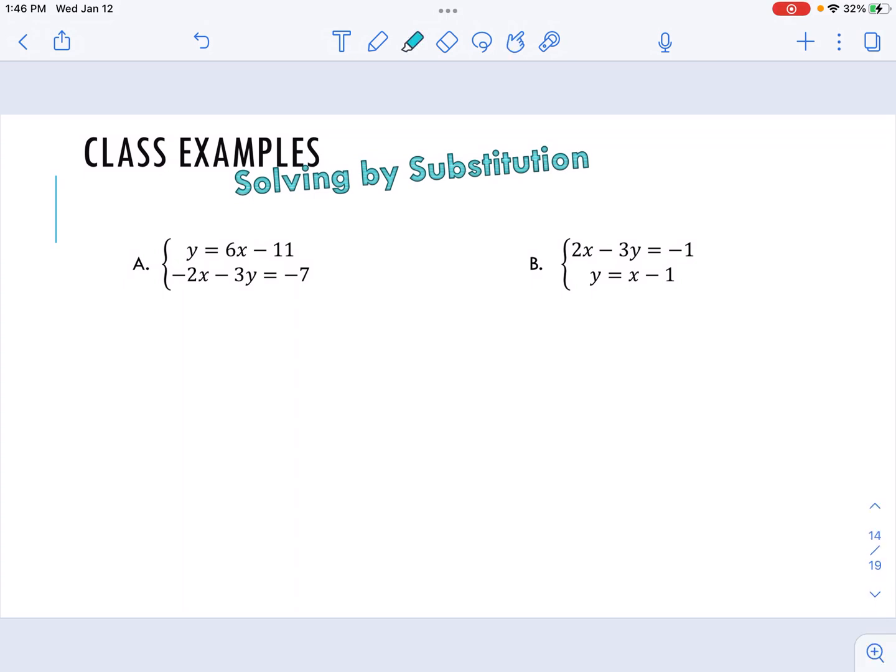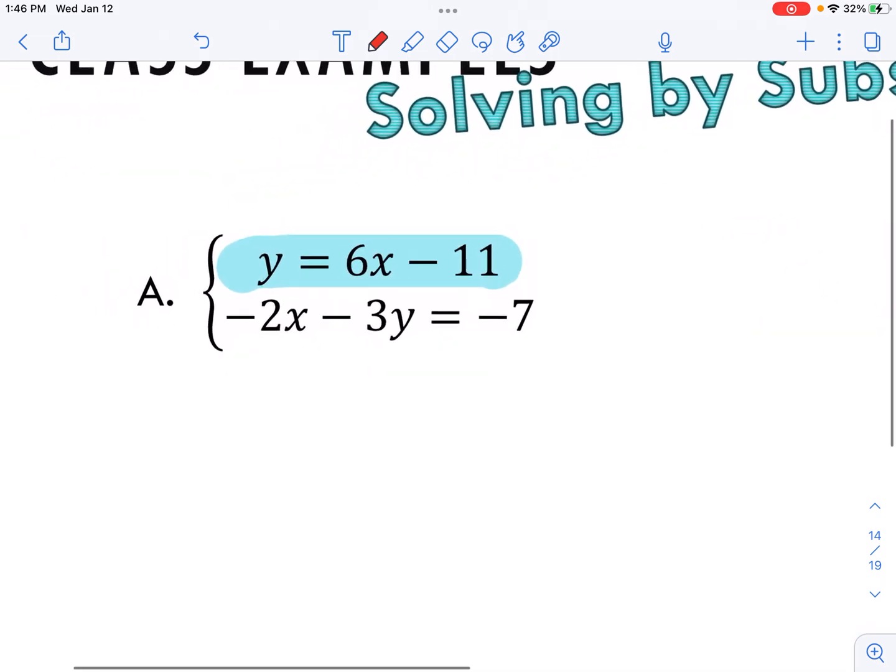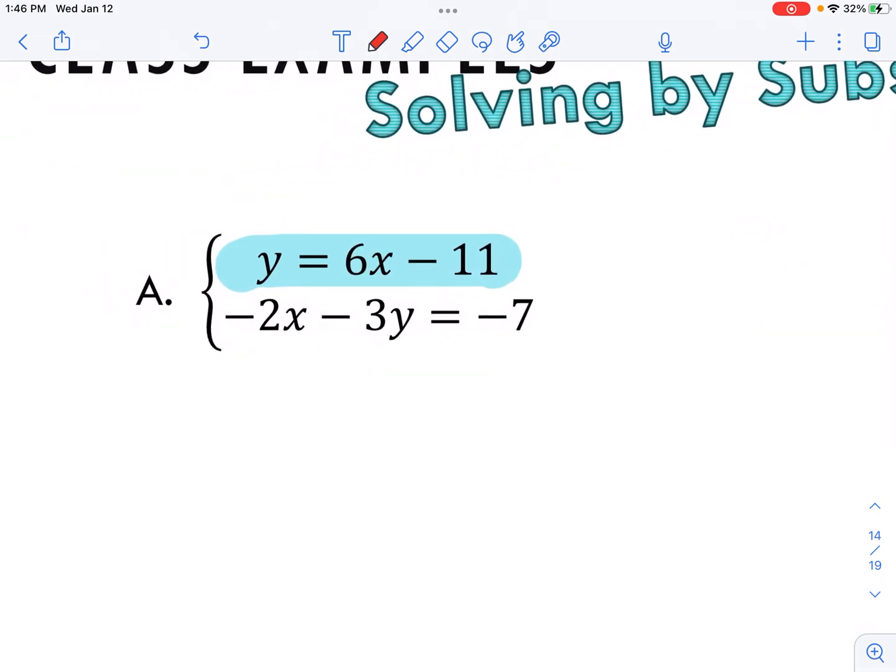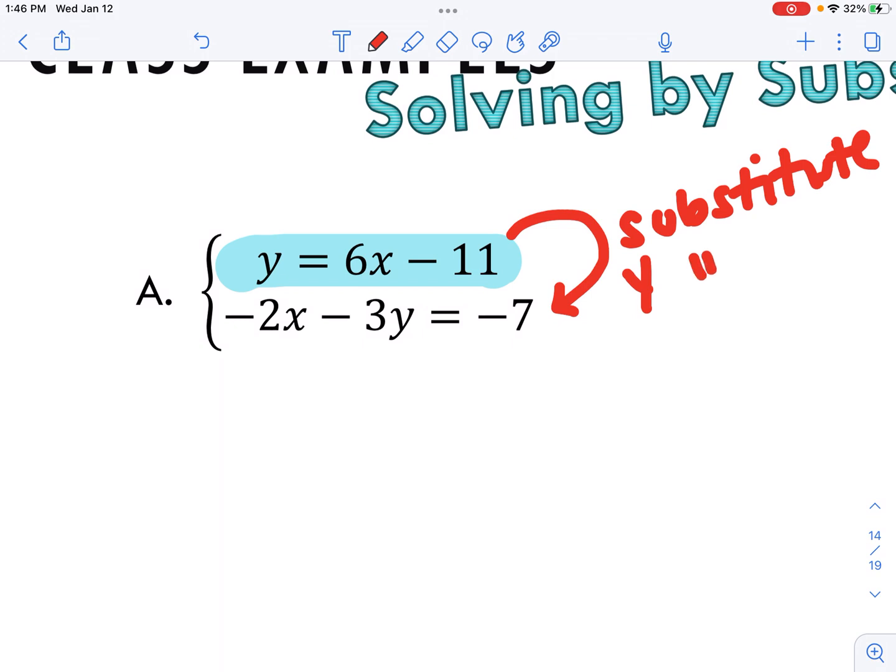Like we said before, in both of these examples, you're going to notice that one of the equations has a variable solved for. So in theory, what I'm going to do in example A is take y equals 6x minus 11. And I'm going to say my value of y is equal to the expression 6x minus 11. So I'm going to take this and substitute y into the second equation. And if you need to write that down, you can. Substitute y into the second equation.